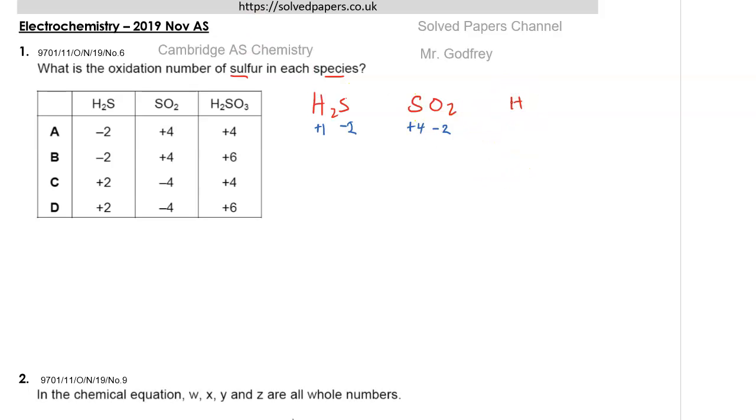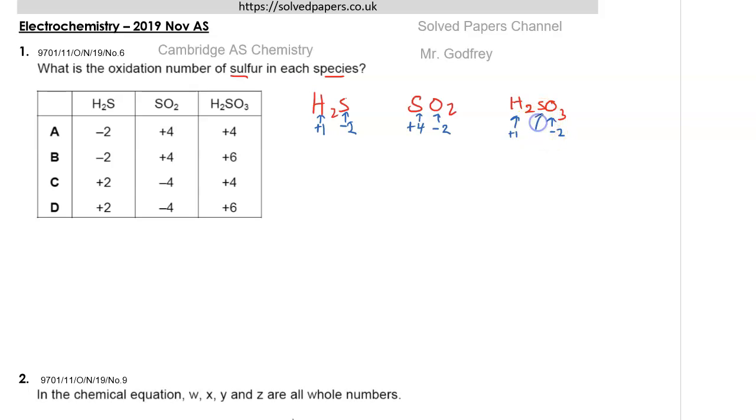hydrogen sulfite, or what we call sulfurous acid, right here. This is hydrogen, this is oxygen, and this is sulfur. For oxygen here it is -2, and we know that for hydrogen it is +1.